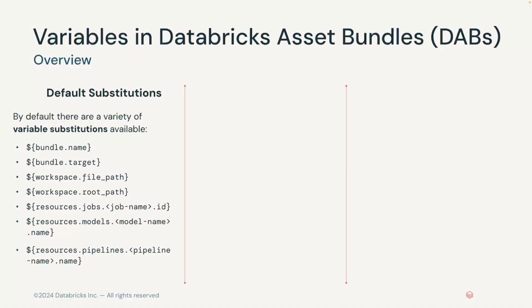To use a variable in your YAML file, reference it using a $, curly braces, and the mapping, then the variable name. By default, a variety of substitutions are available. Some common ones are shown on the screen. A few to keep in mind include bundle.target to get the value of the target environment, workspace.file_path for the workspace file path, and resources.jobs.job name or ID to name a few.